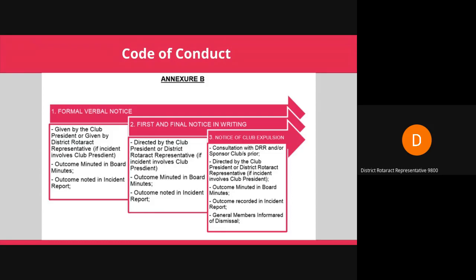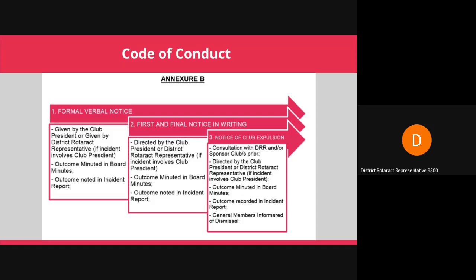After the incident report has been assessed, we do have a process where we review the incident report, and then we give a verbal warning. There's instructions of what needs to be done. If it happens again or another incident happens, then they get a first and final notice in writing. And then the third time that they do it, there will be a notice of club expulsion. So this is the way my club will handle all situations moving forward once we get this approved by our club. But if anyone is interested or would like a copy of this, we can send that out to you if you wanted to adopt something like that.